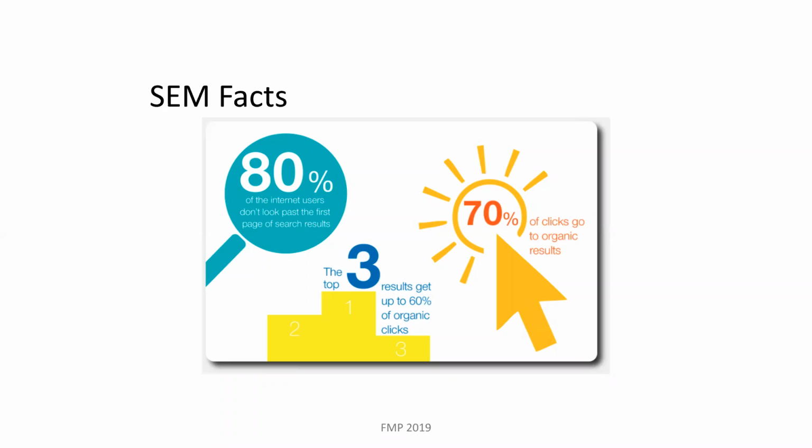Another key point, in the middle: the top 3 results get up to 60% of their organic clicks. So the top 3 results on a Google search page that are organic, not paid. In other words, that ad insignia is not there. They're not using pay per click. They're using just SEO principles. The top 3 of those get 60% of the clicks, and overall, 70% of the clicks go to organic results. In other words, SEO as opposed to pay per click.